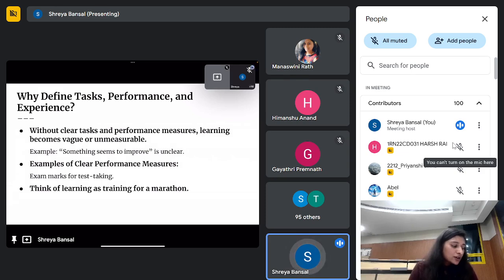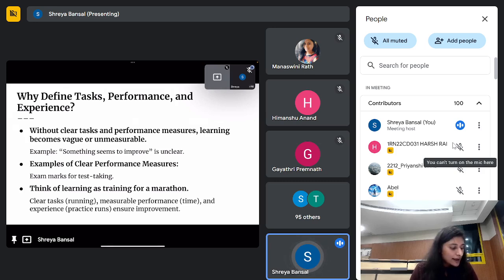Okay. So think of learning as training for a marathon. If you are running a marathon, what would it be like? The task is that you want to run. It means your objective is to run, right? Your performance is how much time you take to complete that run, and your experience is when you are practicing the runs. Obviously, let's say there is a game, basketball, when you are practicing with your friends, it means your quality improves. You get to know, okay, from this move I have to use this action. So it means you are developing your experience, you are learning again and again.